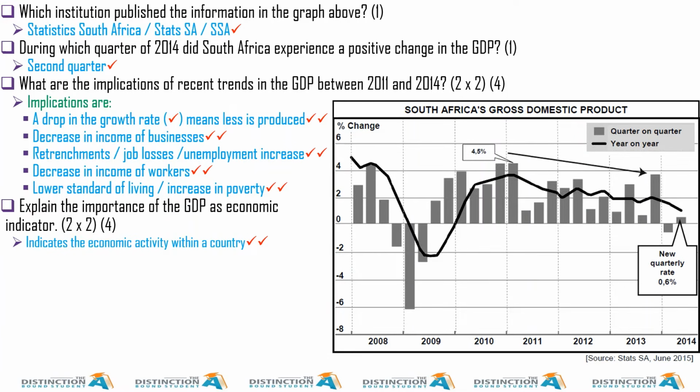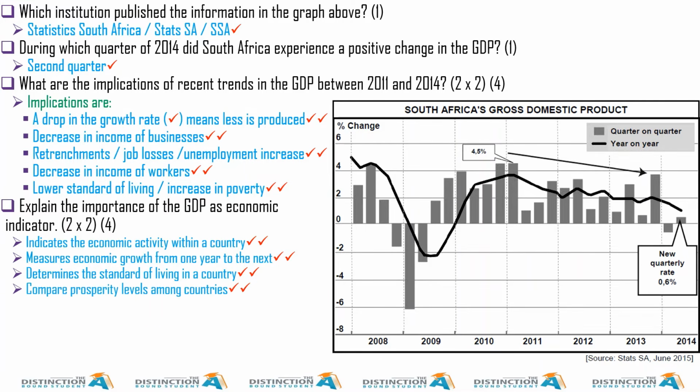Explain the importance of GDP as an economic indicator. Okay, why is GDP important? Actually, it confirms whether the economy is growing or not, and it's important because it might tell us a lot about the way we live. Because if this thing grows, it leads to economic development, and that means an improvement in people's standards of living. So you have to say something along those lines, then you'll be fine.